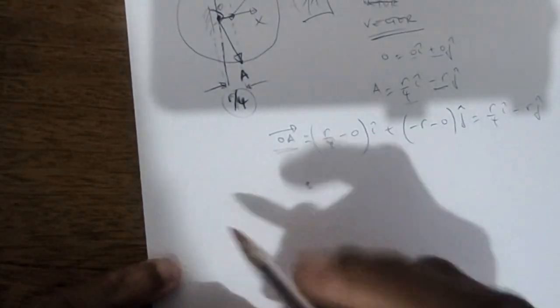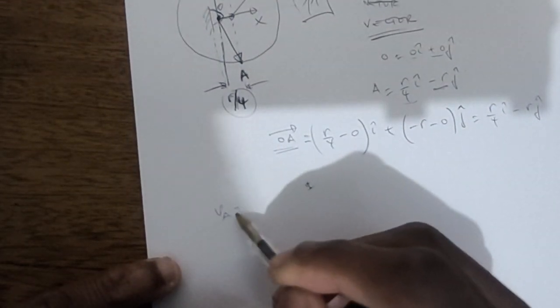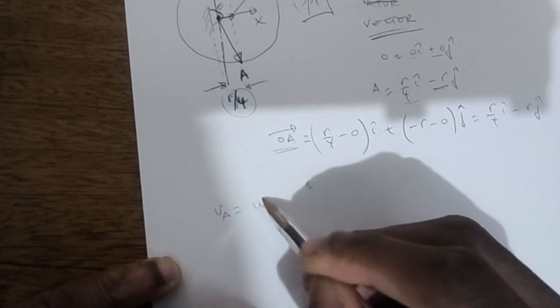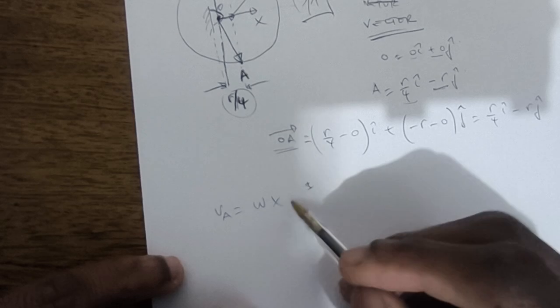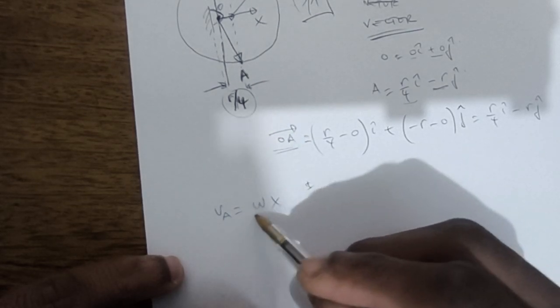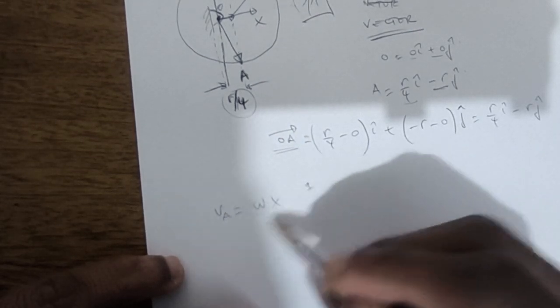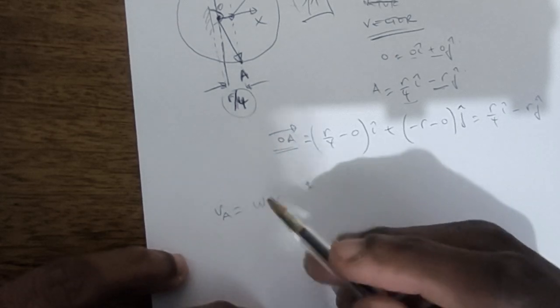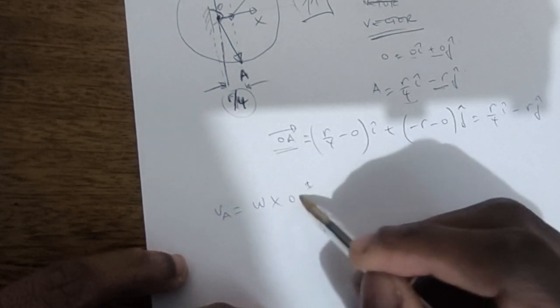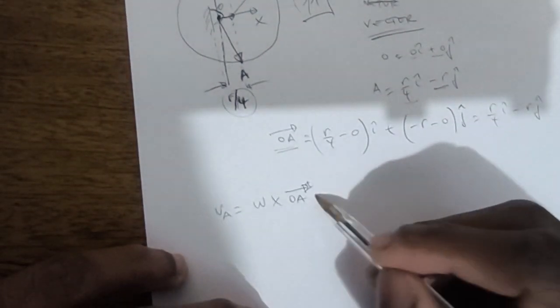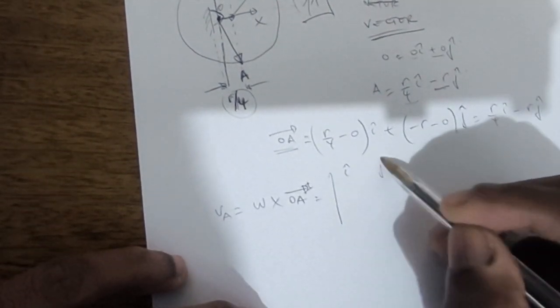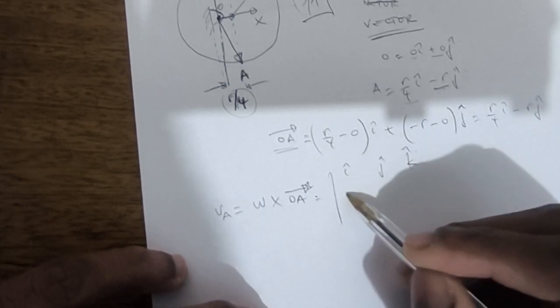We can use the simple formula: the velocity at A is the vectorial product, not the dot product, of the angular velocity of the circular disc with the vector OA, which we just calculated. And this one will be i, j, k.